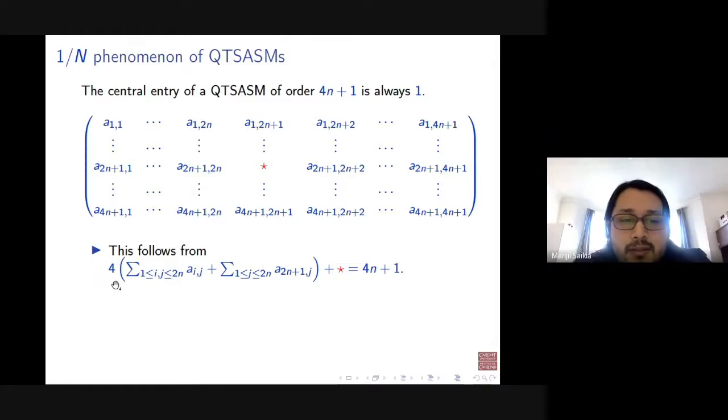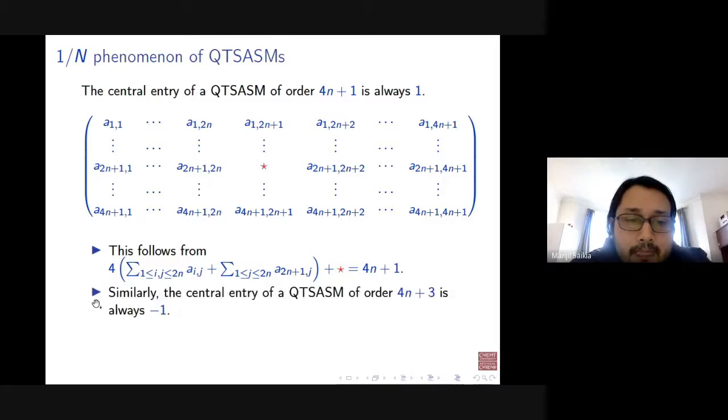So here you have something which is divisible by 4, plus there is a star, and this should be equal to 4n plus 1. So the star has to be 1. The only possibility is that it is a 1. So that means the middle central entry of a quaternion symmetric ASM is 1. And you could do the same thing for order 4n plus 3, and you will see that the middle entry for such a matrix would be minus 1.